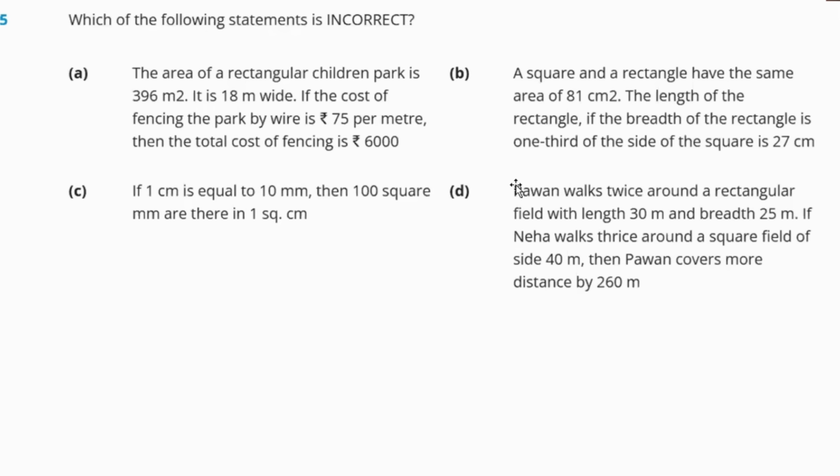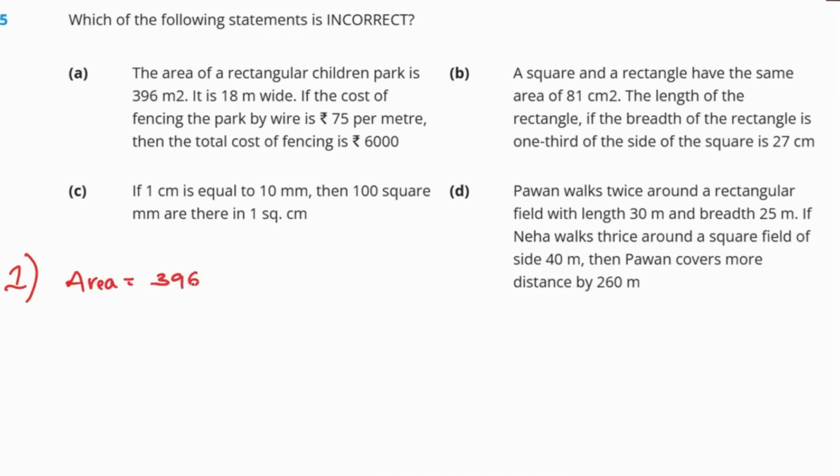Next one, which of the following statements is incorrect? So we have to check all the options and say which is the incorrect one. First one, the area of the rectangular children's park is 396 meters square, and if it is 18 meter wide, and the cost of fencing the park by wire is rupees 75 per meter, then the total cost of fencing is rupees 6,000.